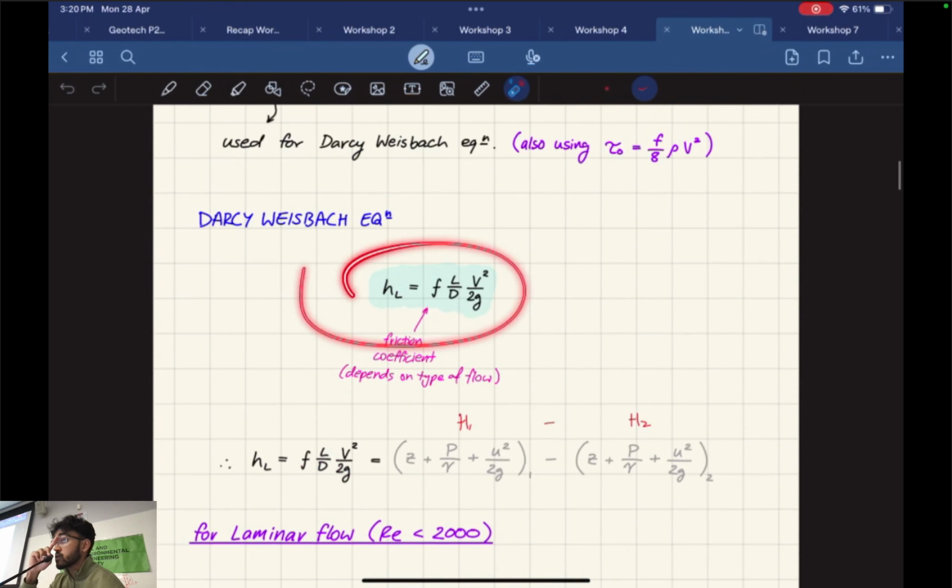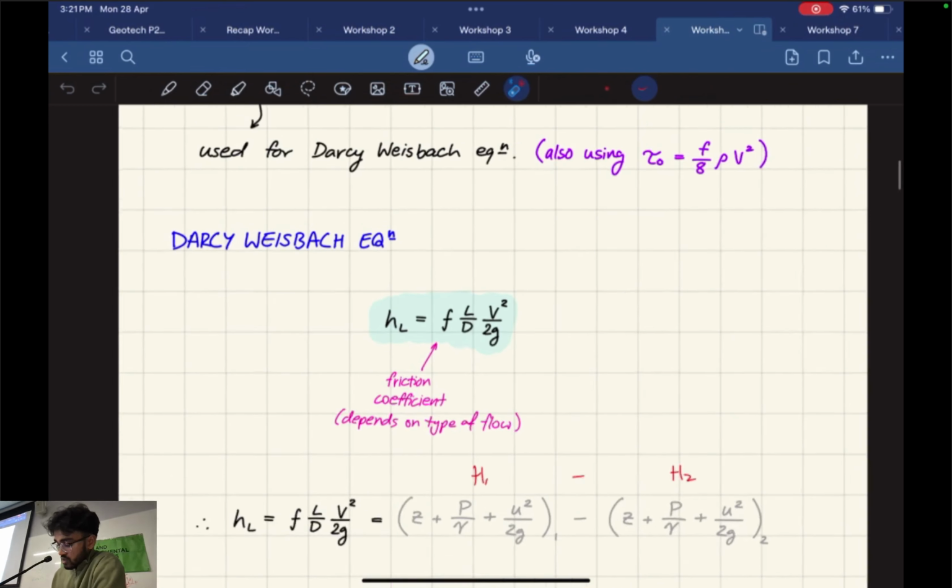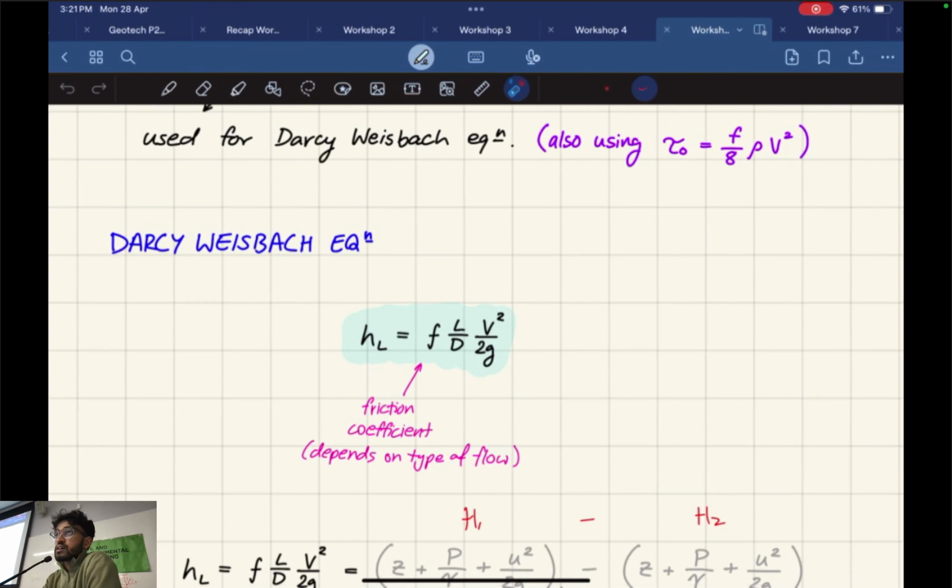This is our Darcy-Weisbach equation, which we use to find the head loss due to friction. That is on the formula sheet. What I'd recommend you do is look through the formula sheet and annotate it. You're not going to be taking it to the exam, but it helps with what you know and what you don't know to prepare for your exam.